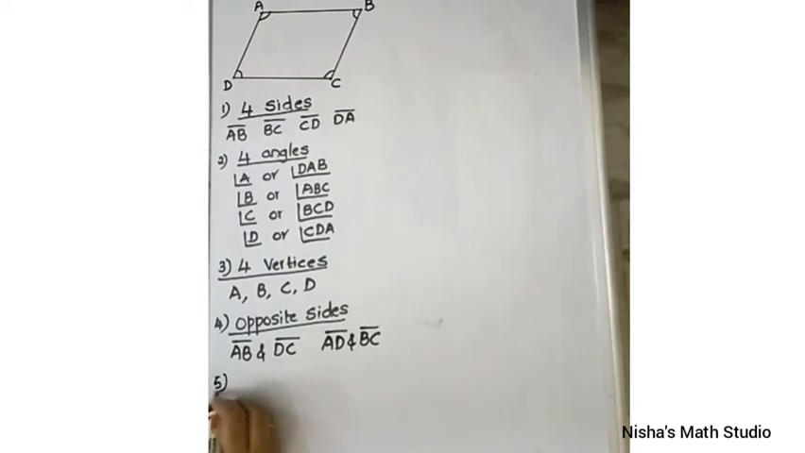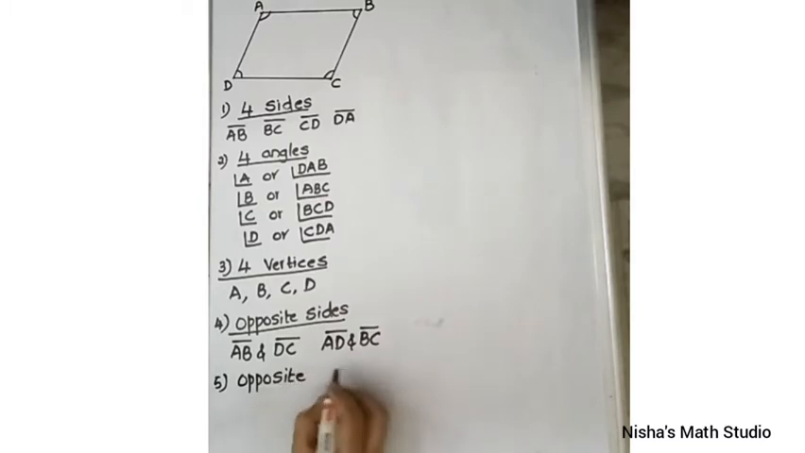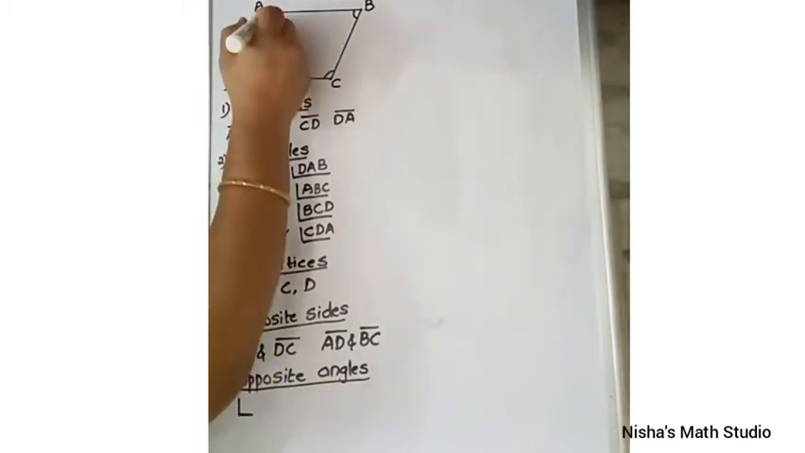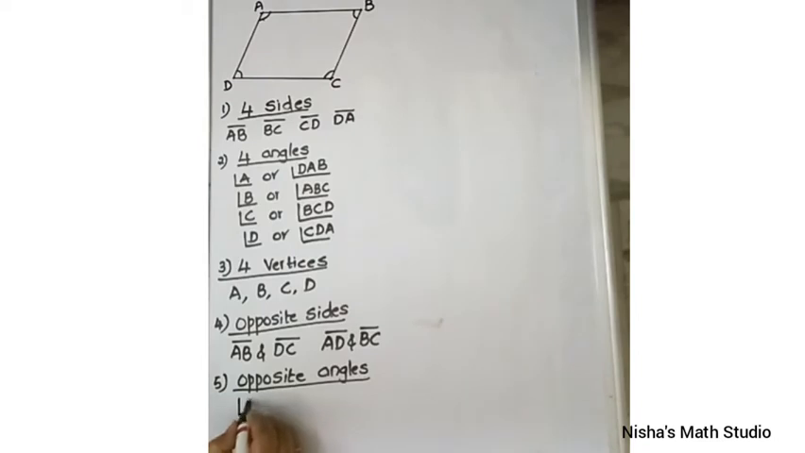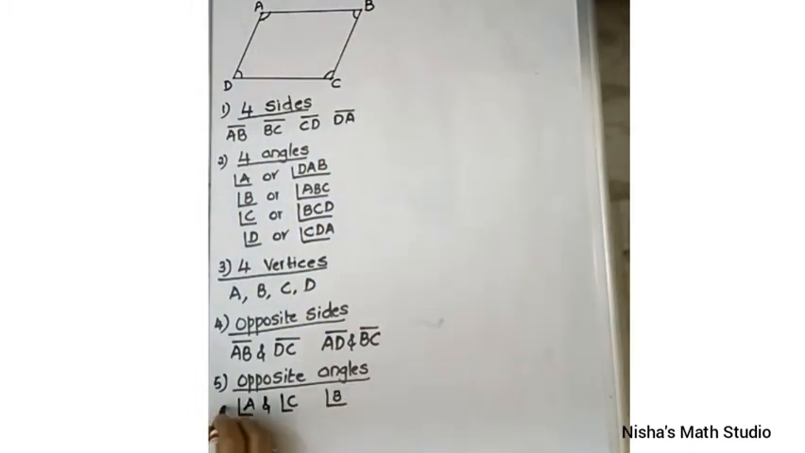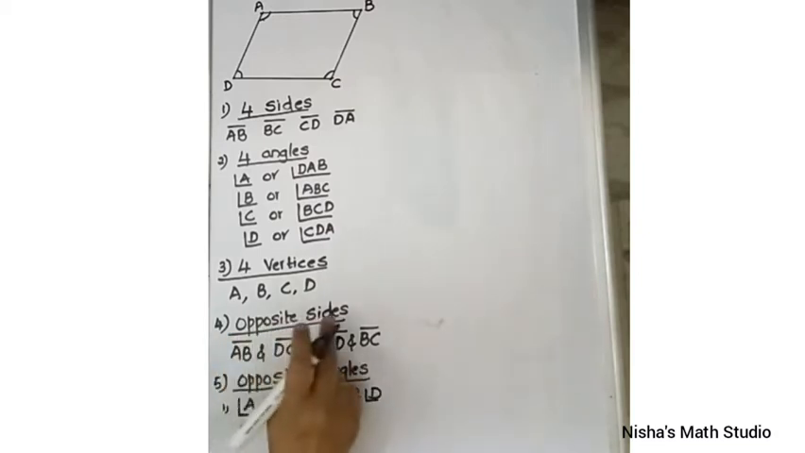Similarly, we have opposite angles. Which are the opposite angles? Angle A and angle C are opposite. Angle A and angle C, one pair. The second pair is angle B and angle D. So we have two pairs of opposite angles and two pairs of opposite sides.